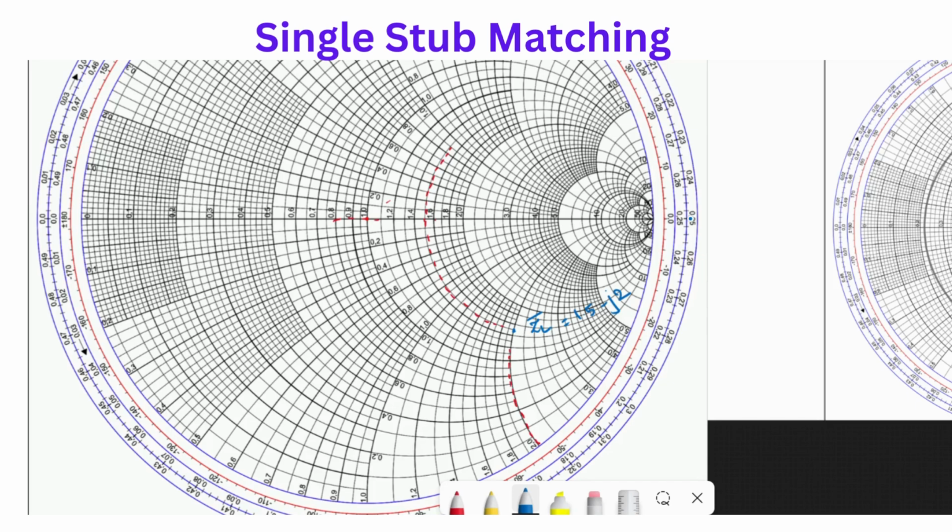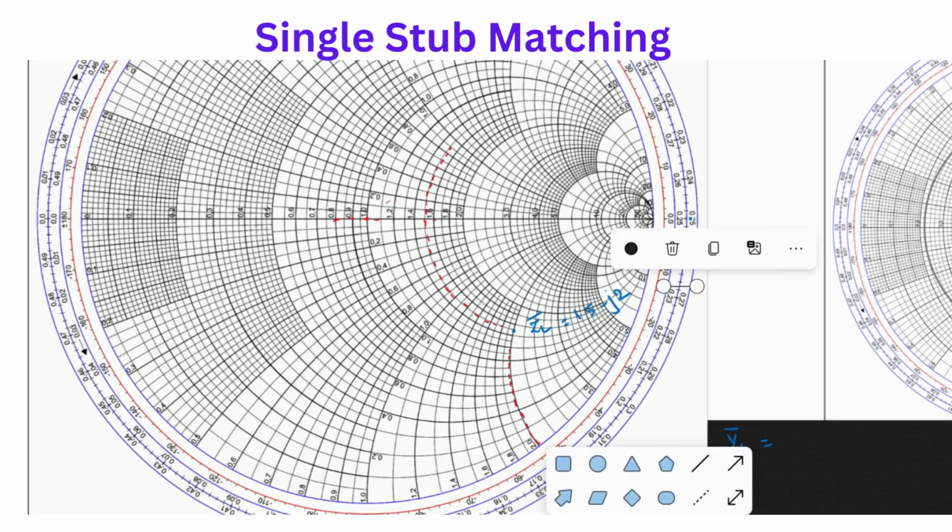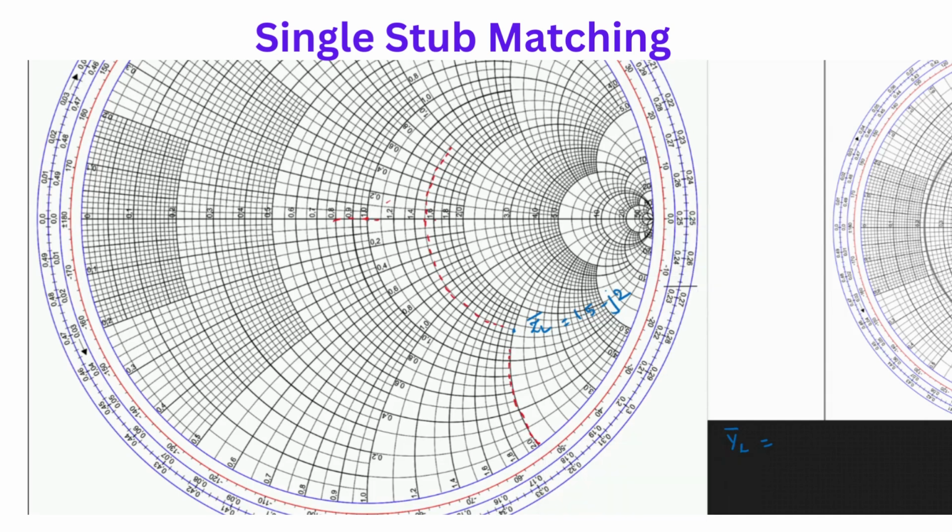Now the next step would be to find out the admittance, which is YL bar. There is an easy way to find out the admittance with the help of Smith chart. All we have to do is first draw the VSWR circle. How to draw the VSWR circle? We take the center from 1, and the radius is up to ZL bar, right? Assuming this is your radius, you have to draw a circle and that circle will be considered as your VSWR circle.